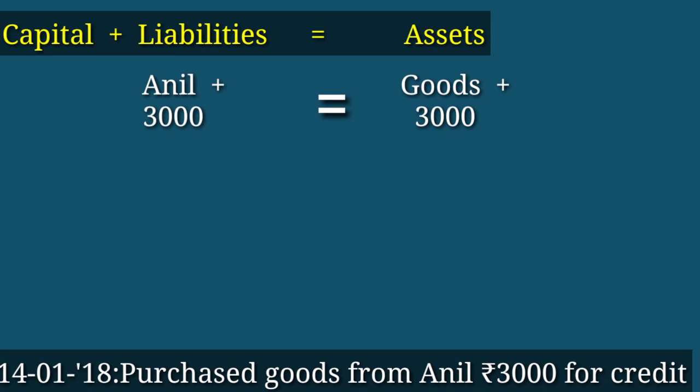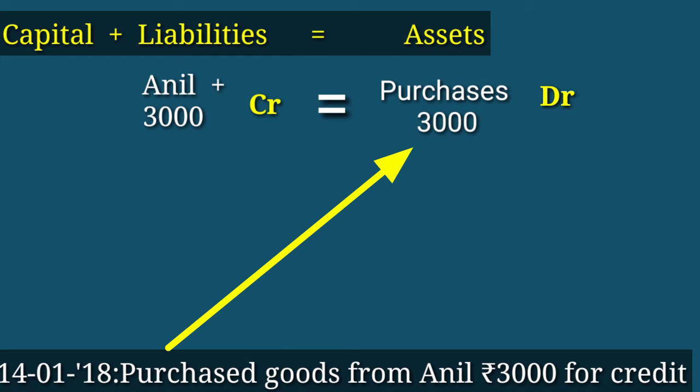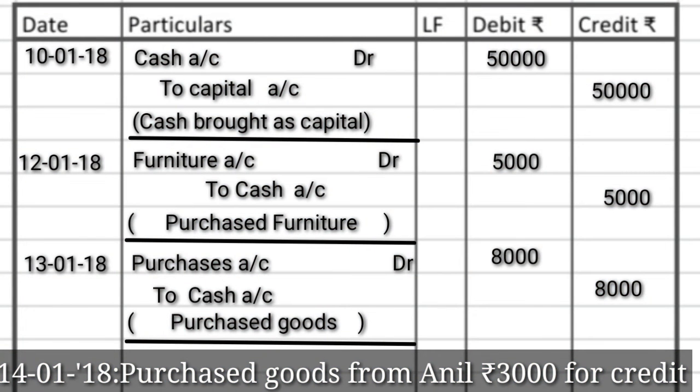We know when asset increases, we should debit, and when liability increases, we should credit. So here goods is increasing, so we need to debit goods account, and creditor liability also increasing, so we should credit Anil. But here we are not recording goods directly. We will record the event. Here the event is purchases, so purchases account we will debit. Right. Now we can record the journal entry.